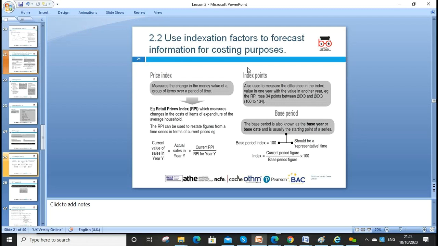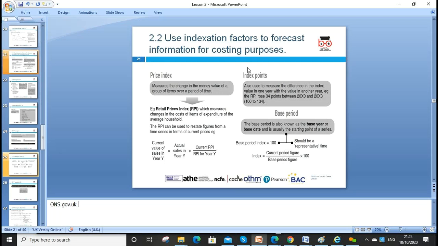Okay guys, next we're looking at indexation. So 2.1, use an index, a price index. You may have heard about the consumer price index and retail price index, which measure the changes in the items of expenditure of the average household. In the UK we have the ONS, called the Office for National Statistics, statistics.gov.uk, where you can find the trends, price changes, and inflation index points. We can look at how many points it has increased, and there is a formula we can use.